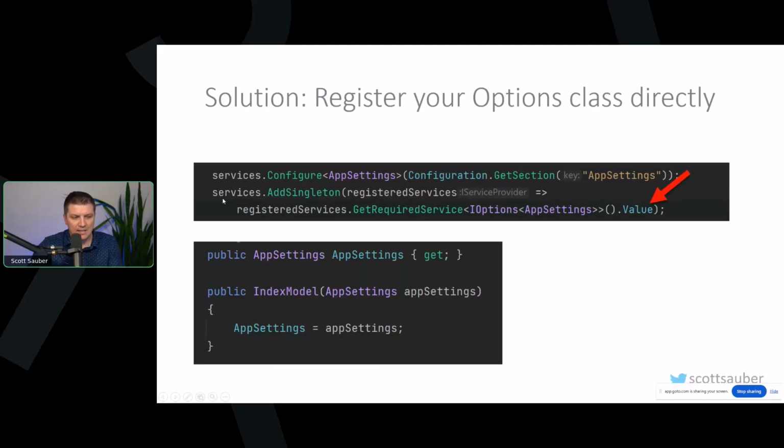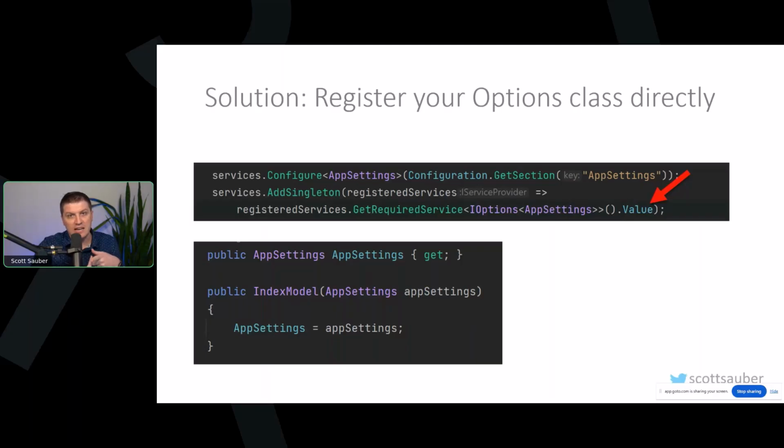But instead now I'm saying, hey, add a singleton. We'll come back to the singleton thing in a second. Add a singleton and then grab me the required service of IOptions of app settings, and then grab the dot value. What this does is, in the DI container, it throws the app settings object into the DI container. So now all I have to deal with is my app settings object, which is usually just a POCO, a plain old CLR object that's got just properties on it.